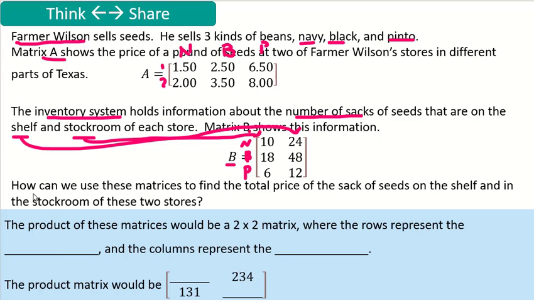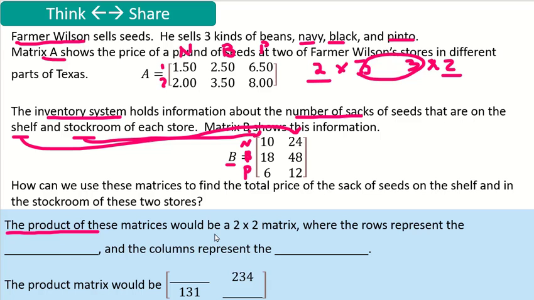The question is, how can we use these two matrices to find the total price of the sacks of seeds on the shelf and in the stockroom at these two stores? So we take the product, we multiply these two matrices together. This first one, matrix A, is a 2 by 3, and matrix B is a 3 by 2. So we're going to end up with a 2 by 2.